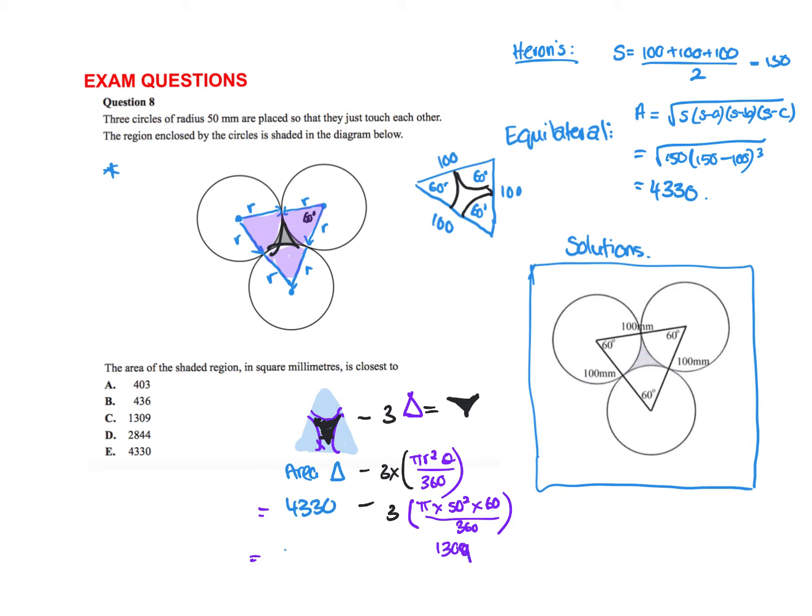So then I would be doing 4330 minus 3 times that 1309, and I've done all that on the calculator, and I end up with 403. So there's the answer A. Okay, sorry. So that's it. So I just pop that in here because of the solutions to remind you.